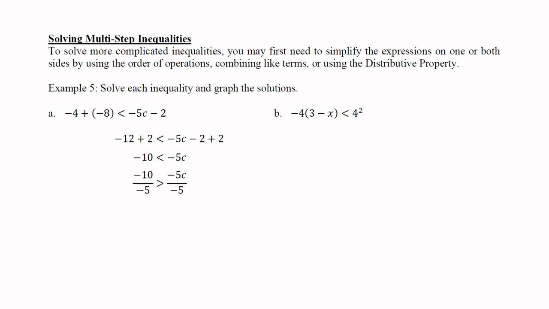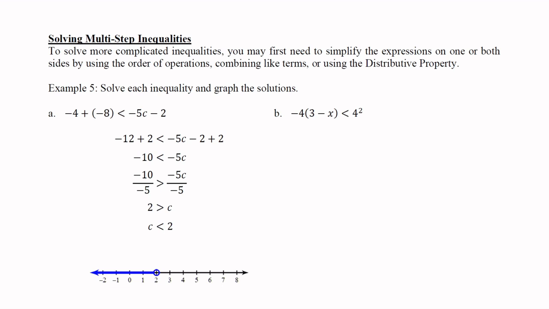Now we've got to divide by negative 5, and in doing so, we have to flip the inequality, and that gives us 2 is greater than c, or you can flip the whole thing and read it as c is less than 2. That aids in our graphing on our number line.